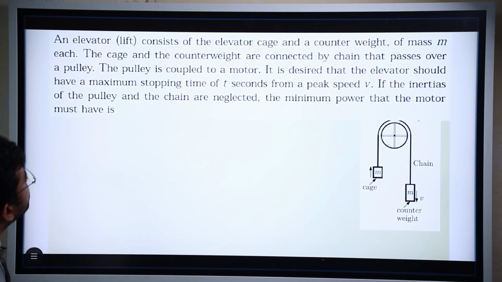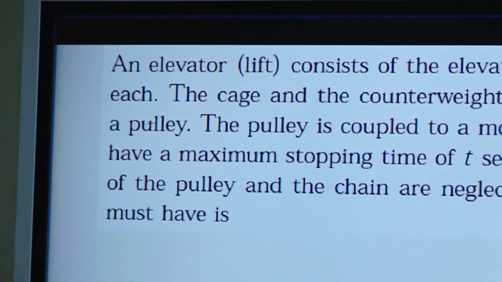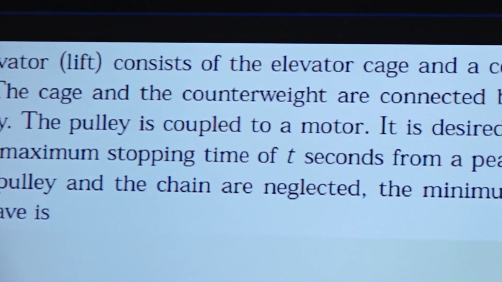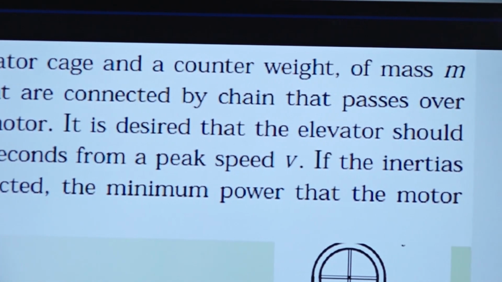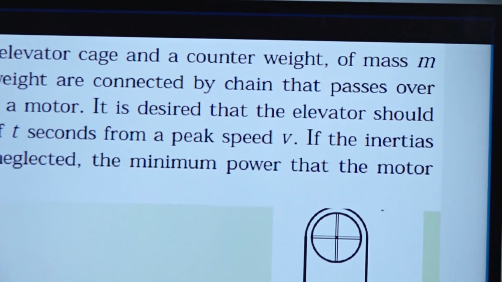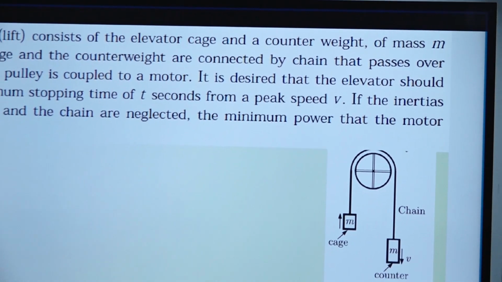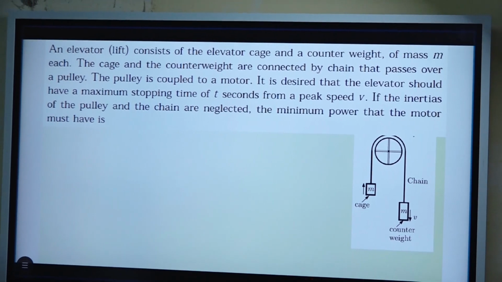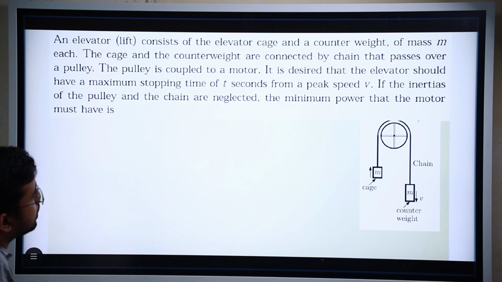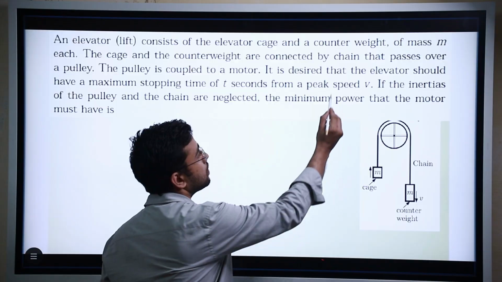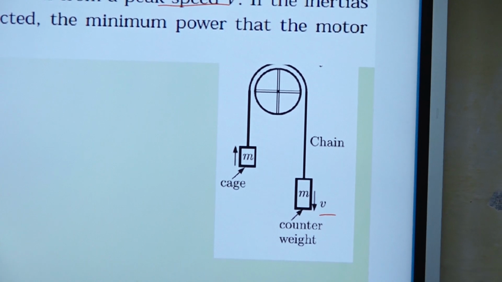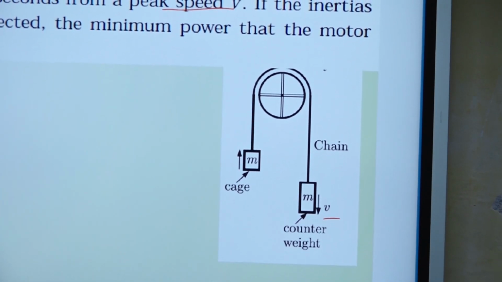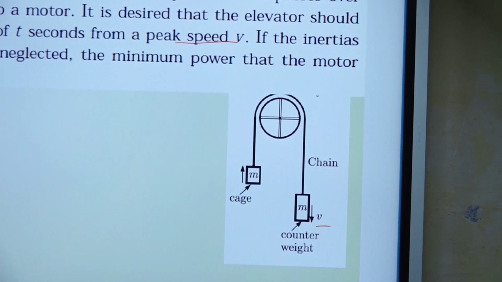So an elevator lift consists of the elevator cage and a counterweight of mass m. The cage and the counterweight are connected by a chain that passes over a pulley. The pulley is coupled with a motor. It is desired that the elevator should have a maximum stopping time of t seconds. So the elevator is moving from a peak speed v. Okay, so suppose peak speed is V, so within t seconds it should stop. V should become 0. If the inertia of the pulley and the chain are neglected, the minimum power that the motor must have.